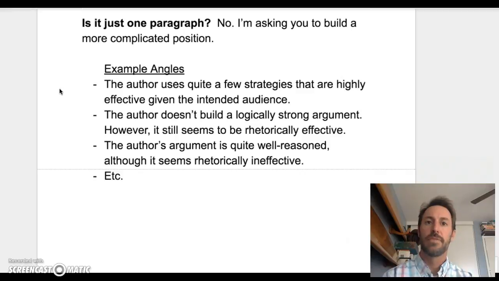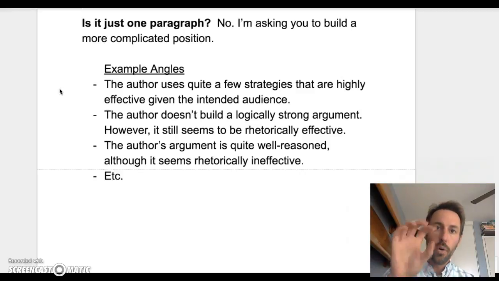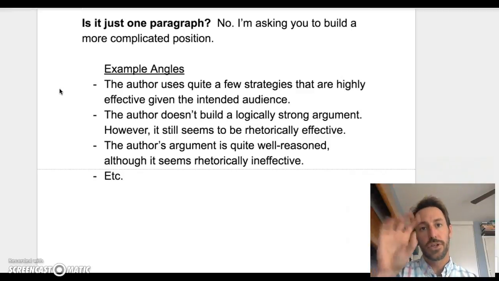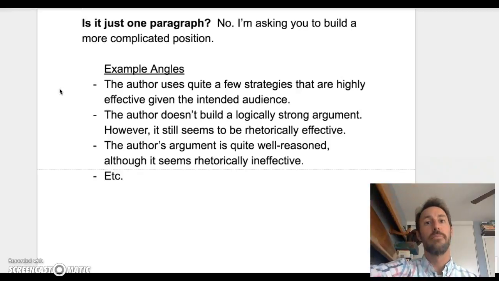I have a couple of examples for how to think about this. If you see here, you could, if you want, only take a look at how it's rhetorically effective. So you could pick out a few strategies and talk about how those impact or land on the audience. Maybe there's a couple of strategies that work well and one that doesn't work so well, right? And you could write your whole analysis in that direction.